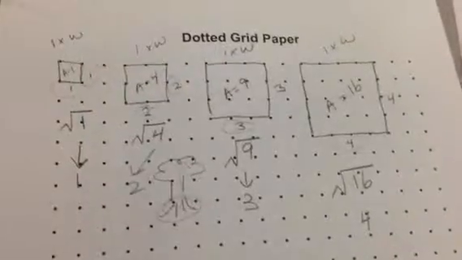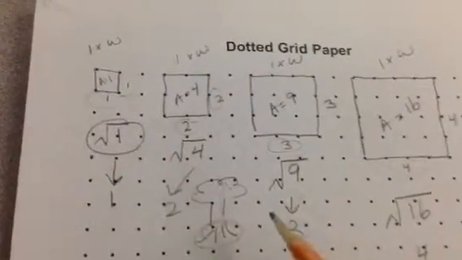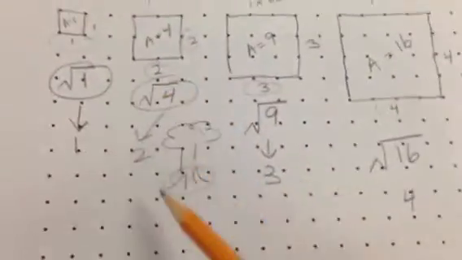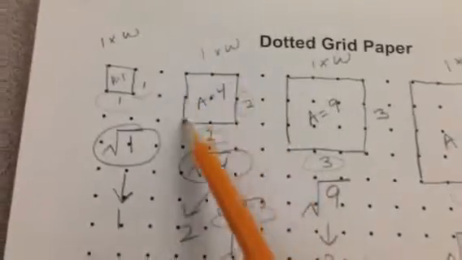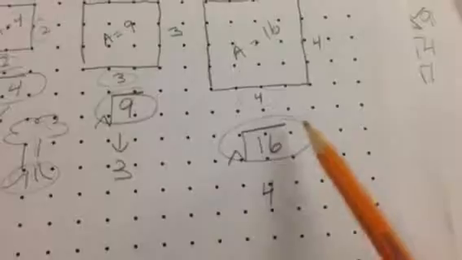Okay. So, if we kept going, we're going to keep finding these perfect squares. 1 is a perfect square. Isn't that a perfect square? 4 is a perfect square. 9 is a perfect square. 16 is a perfect square.